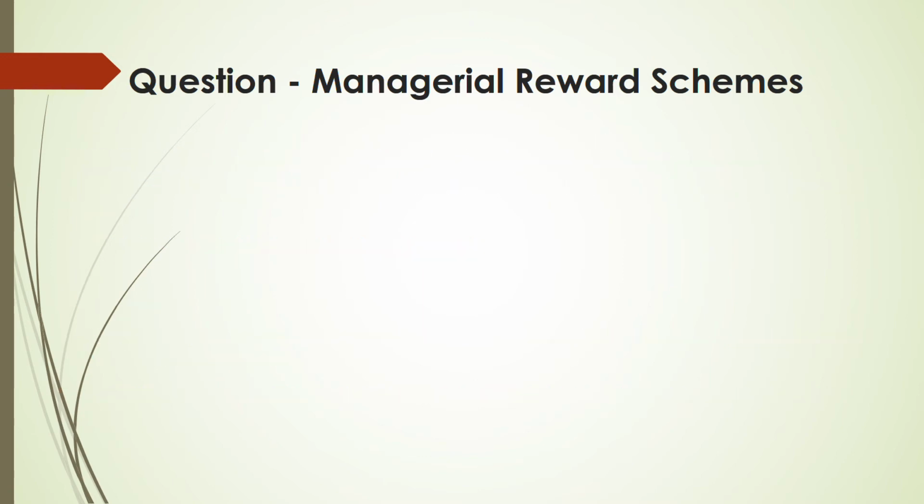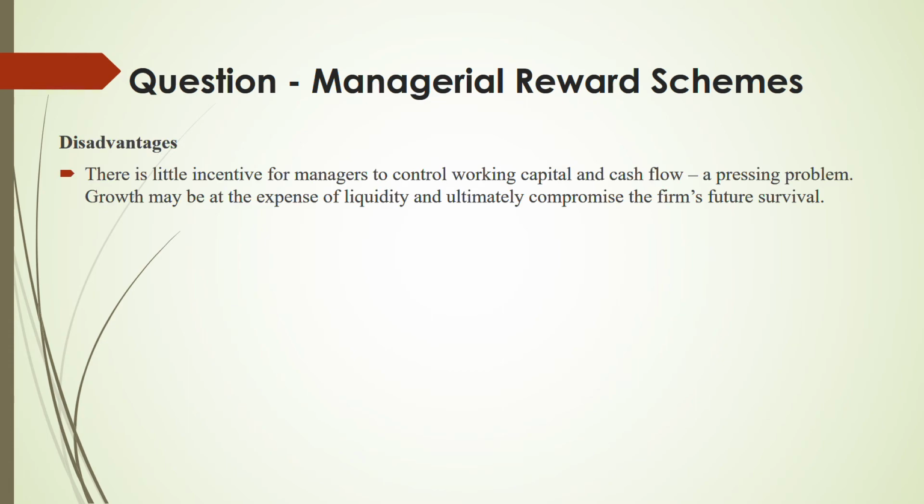So what are the disadvantages? Disadvantages are there's little incentive for managers to control the working capital and cash flow. They have told you that they are facing a cash flow problem. So with this, the bonus is linked to EPS. So they will not have any incentive to control the cash flow or the working capital. Why? Because the remuneration is not linked with cash flow. If the bonuses were linked with cash flow, then they would have an incentive to control the cash flow. But now they don't have it because it's linked with EPS, earnings per share. Earnings per share has nothing to do with cash flow. Right? So cash flow, working capital, they will not have an incentive to control, which is a pressing problem.